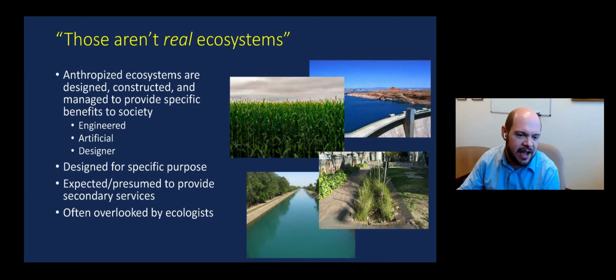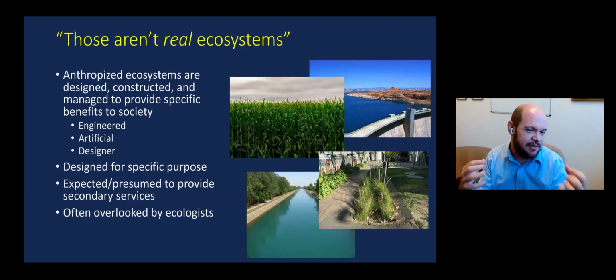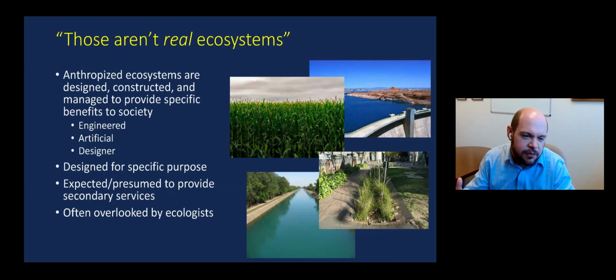Because of their designed, engineered aspects, these systems are often overlooked by ecologists. And like I said, I have gotten the specific comment in papers that I've published that these aren't real ecosystems, so why are you trying to apply real ecological principles? And I want to, again, focus on the real ecology that's happening in these artificial ecosystems because they're everywhere on the landscape.